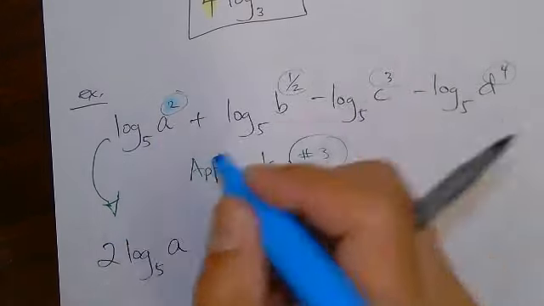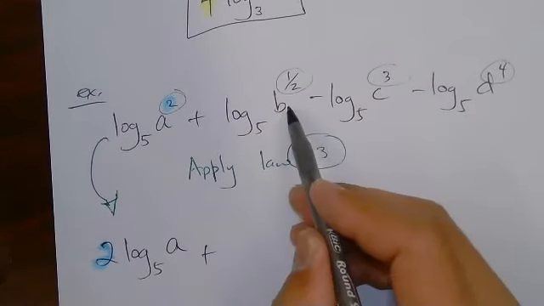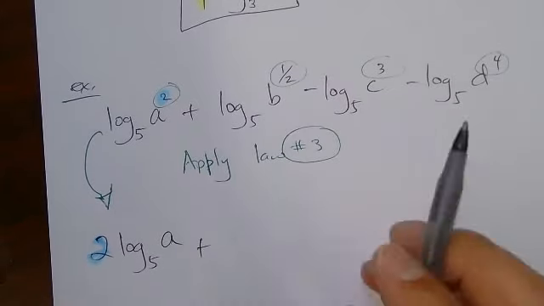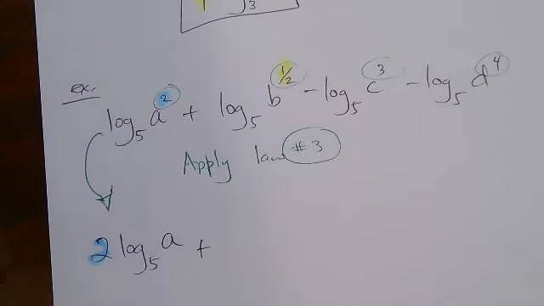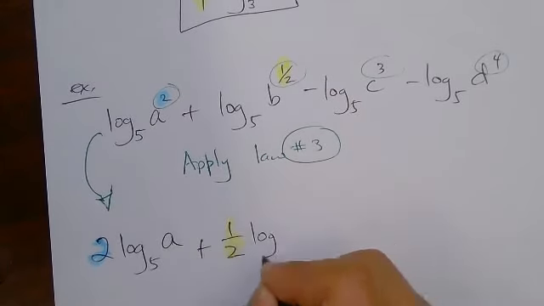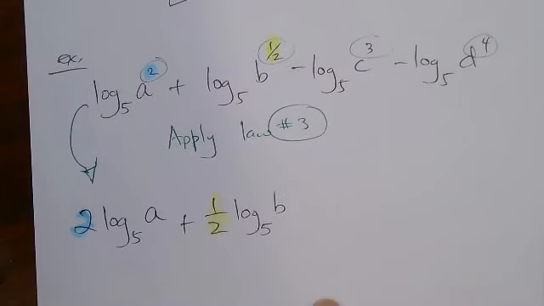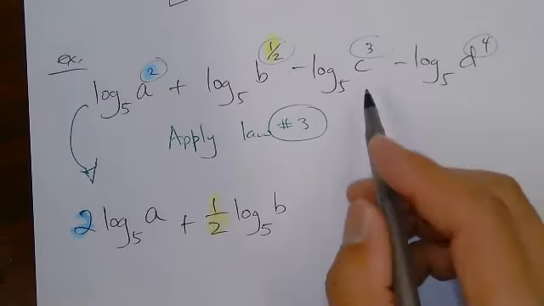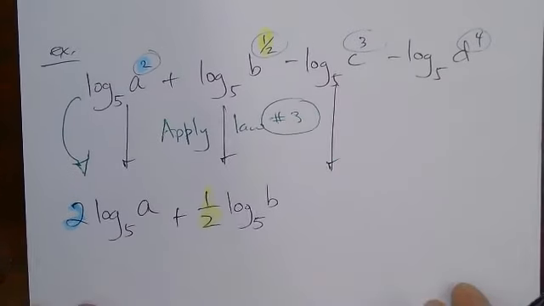This 2 right here is an exponent, now you just write it in the front right here. Plus, what about this one? What would you write for this one? Doesn't that go to the front? So that would be 1/2 log 5b. Right, it moves down to the front.